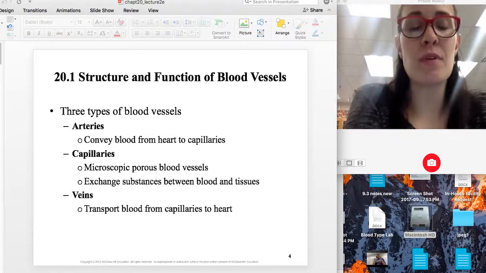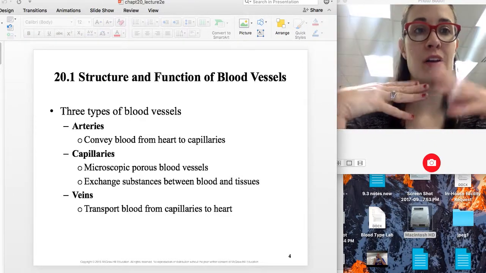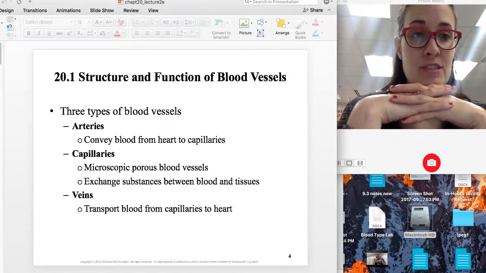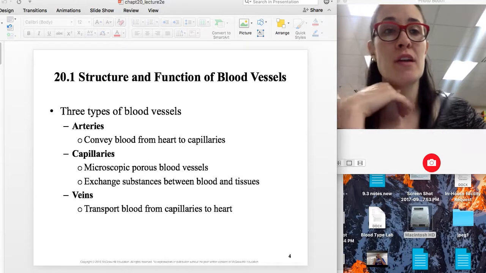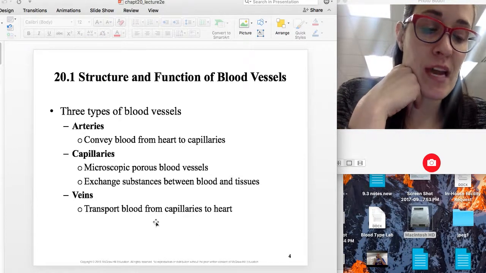So the 3 types of blood vessels: arteries carry blood away from the heart, capillaries, the smallest blood vessels where gas exchange happens between blood and the body tissues, and veins transport blood from the capillaries back to the heart.